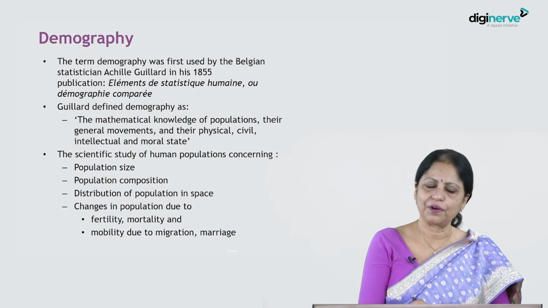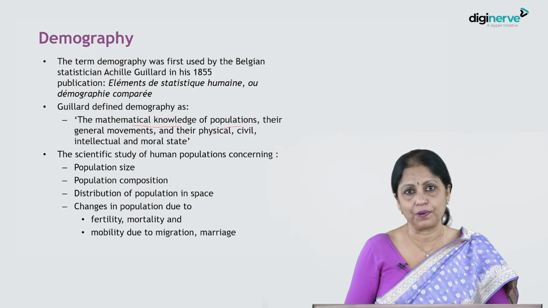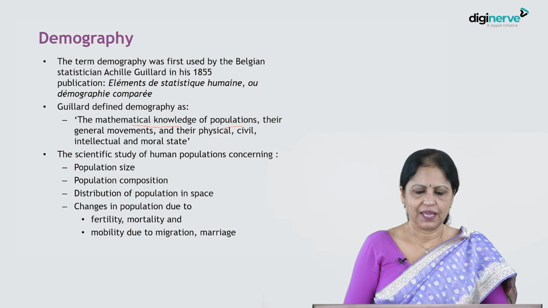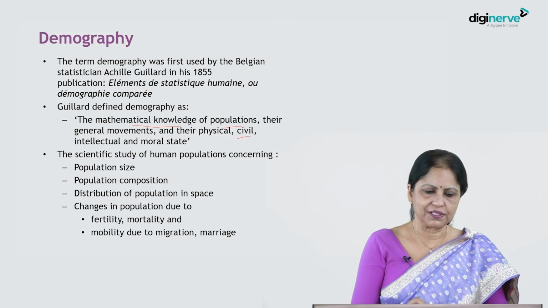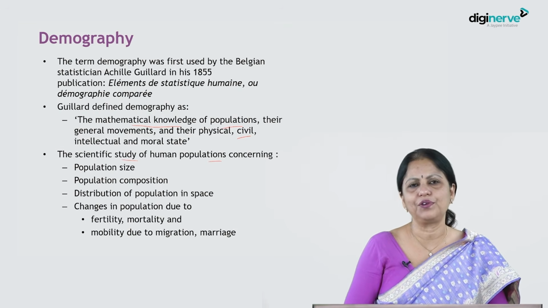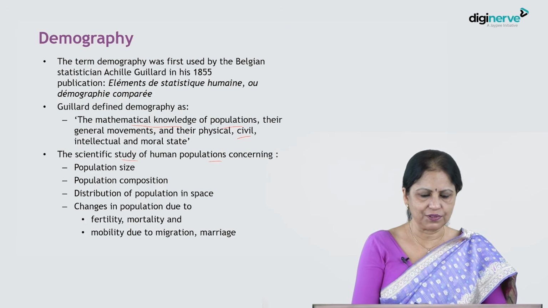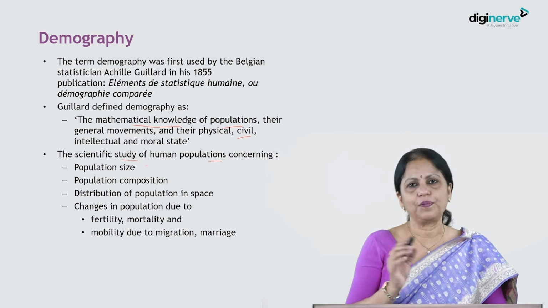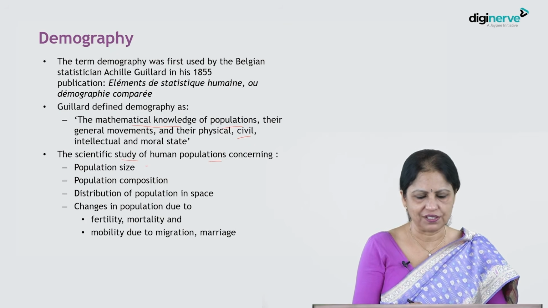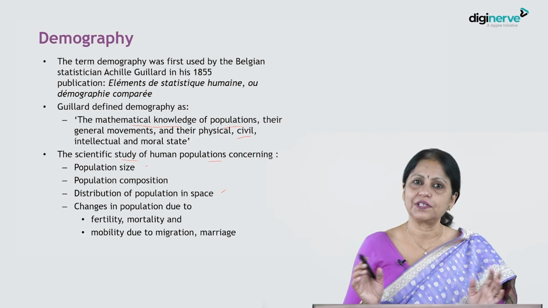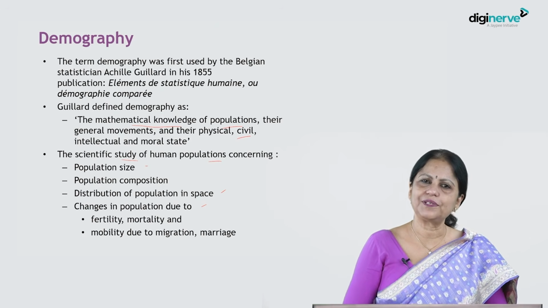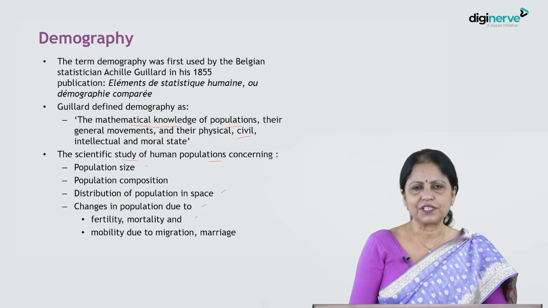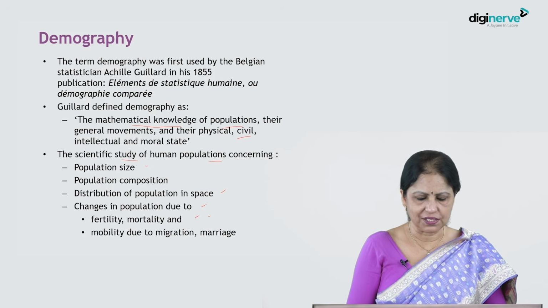He defined demography as the mathematical knowledge of populations, their general movements and their physical, civil, intellectual and moral state. But basically, demography means the scientific study of human populations, and it is concerned with population size, the composition of the population in terms of age, gender, and distribution of population in space, that is the population density, etc. And also it deals with changes in the population due to fertility, mortality, and mobilization due to migration and marriage.